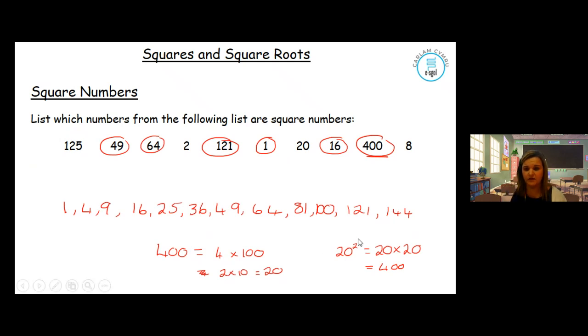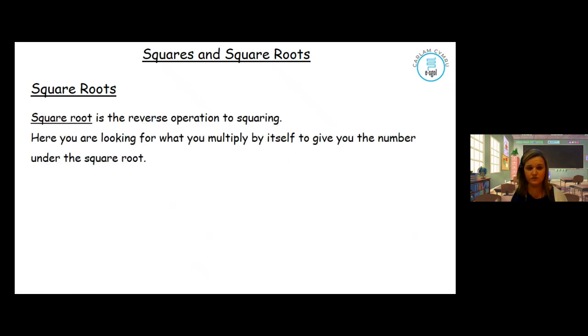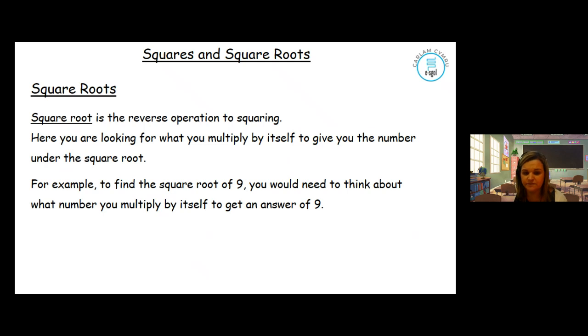Okay, moving on. The next part within that is square roots. Now a square root is the reverse operation of squaring, exactly the opposite of what we've just been doing. So here you're looking for what you multiply by itself to give you the number under the square root. For example, to find the square root of 9, you'd need to think about what number you multiply by itself to get you an answer of 9.